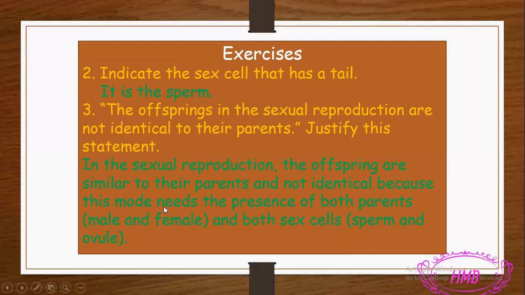Because this mode of reproduction, which is sexual, needs the presence of both parents, male and female, the mother and the father, and also they have both sex cells, sperm and ovule. Since I have two different cells and two different living things that join together or mate or reproduce, that means the baby for sure will be different from both of them, but he has some common traits with them.